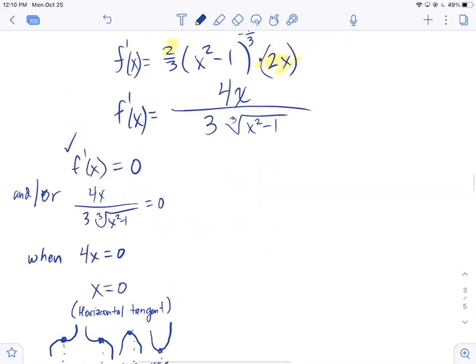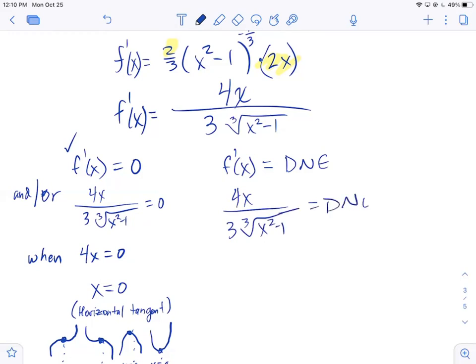All right, now we also want to know where it's undefined. So we're going to say f prime of x equals DNE, okay? Because that's kind of what it said. Now, again, if you want, you could say 4x over 3 cube root of x squared minus 1 equals DNE. Either one of those. When you write it, you can do "and/or" on the slash right there, that means either one of them, right? It's kind of funny.